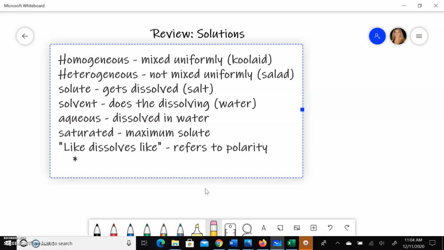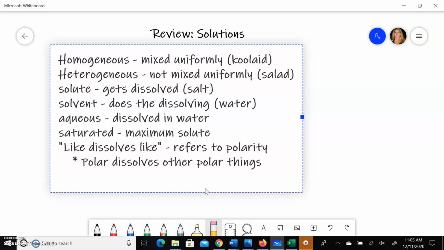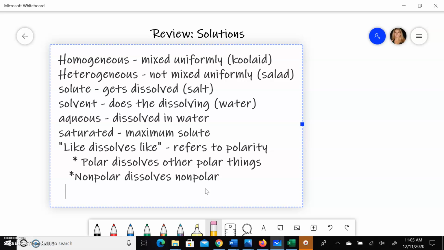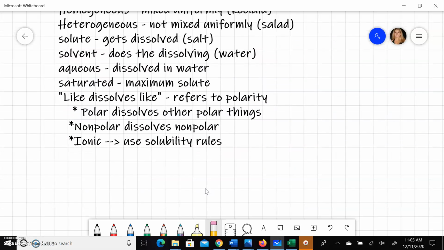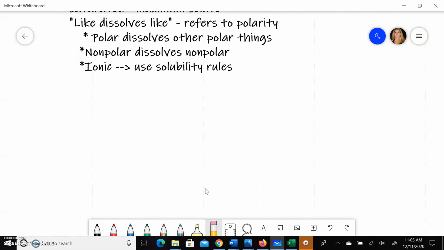Here, we'll go ahead and write out a few of them. Polar dissolves other polar. Nonpolar dissolves nonpolar. And then if it's ionic, you're going to use the solubility rules. So the main thing to remember is that if something is polar and something else is nonpolar, they're likely not going to dissolve. We also did a solubility curve.